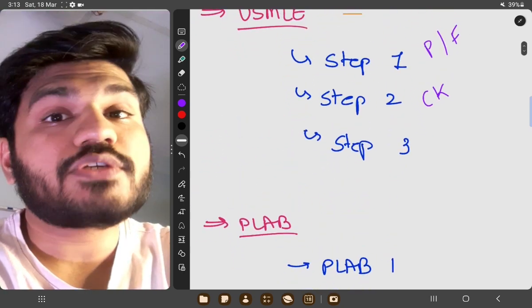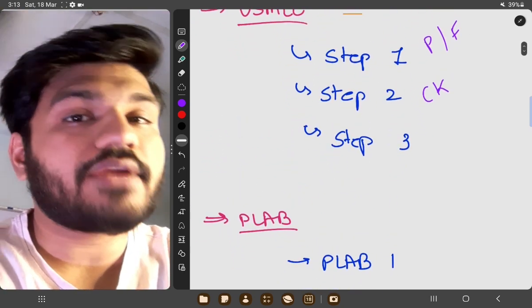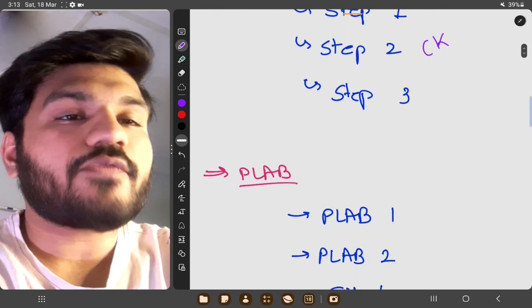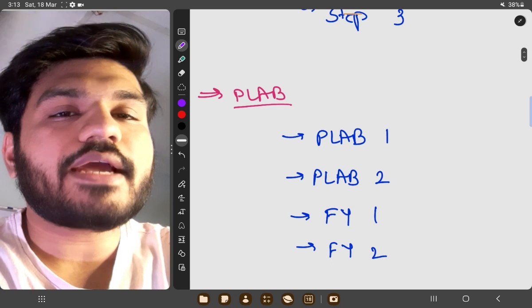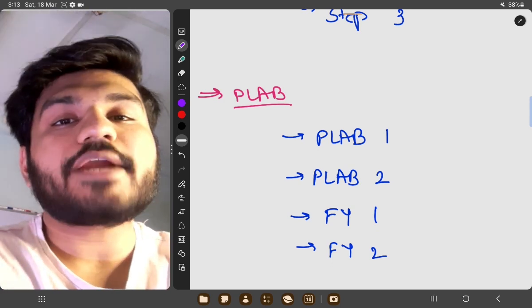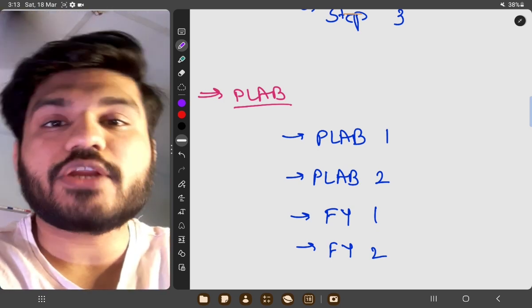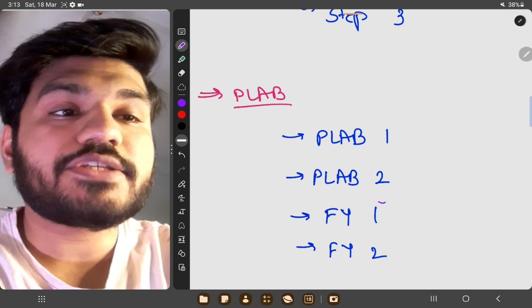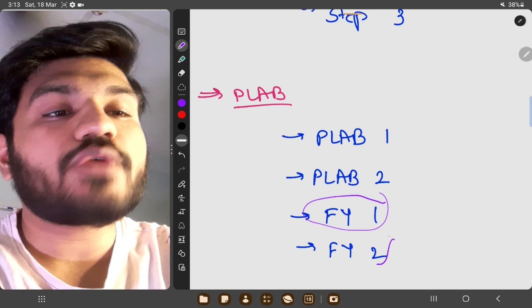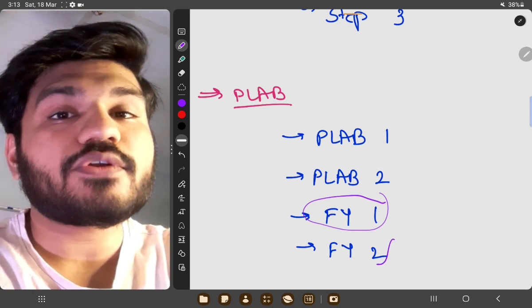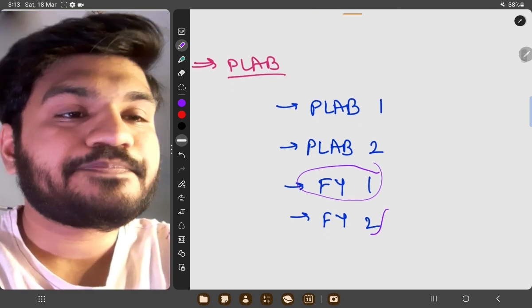So for PLAB, I'm just gonna go through these steps very briefly, so I will not waste your time. In PLAB, we will have PLAB 1 and PLAB 2. Then we have to do FY1 and FY2 in the UK. But if you have done your internship in India, you don't have to do FY1 in the UK. You just have to do FY2 in the UK if you have done the internship in India.